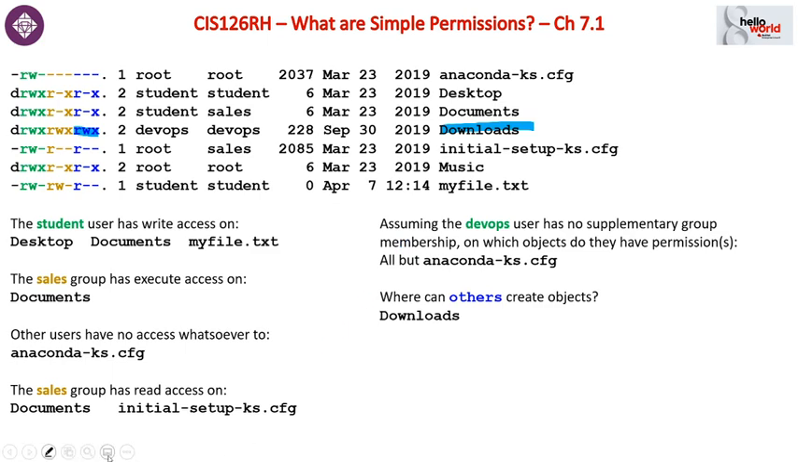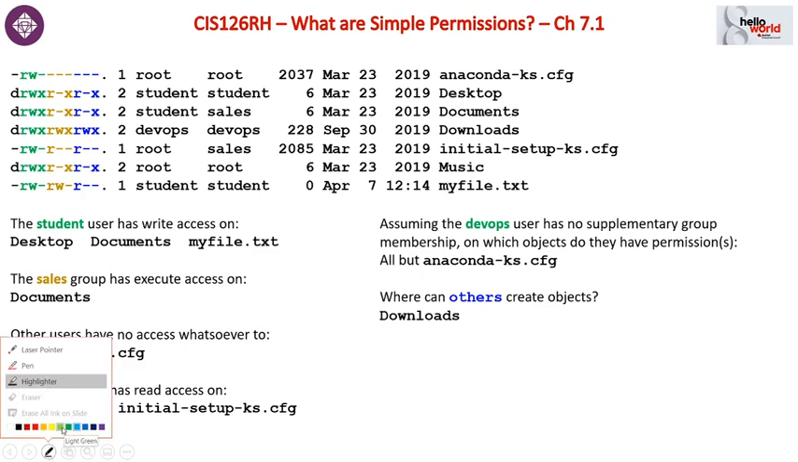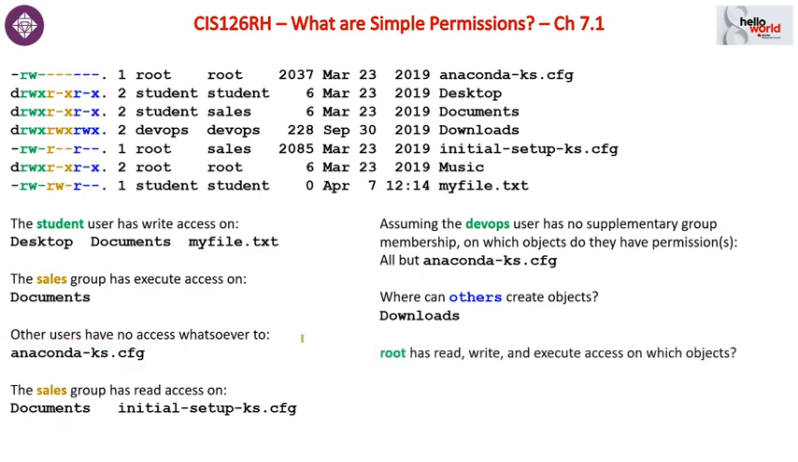And the next one is another user kind of thing. It says root has read, write, and execute access on which object. So this is the root user. And we're going to say read, write on which objects. Okay, root user. Well, the answer here is a little bit different.